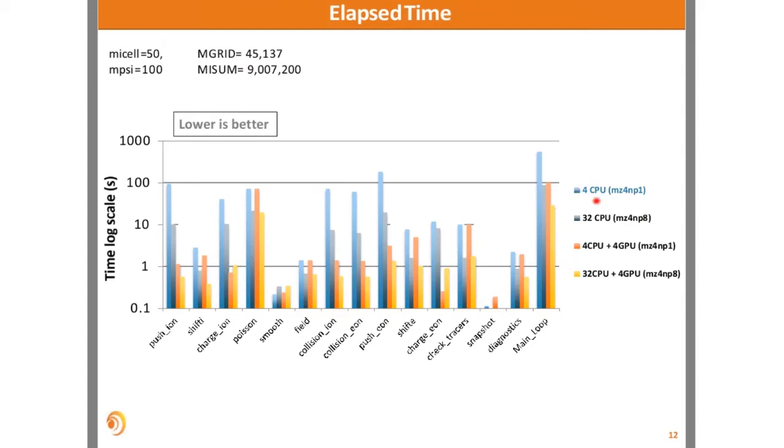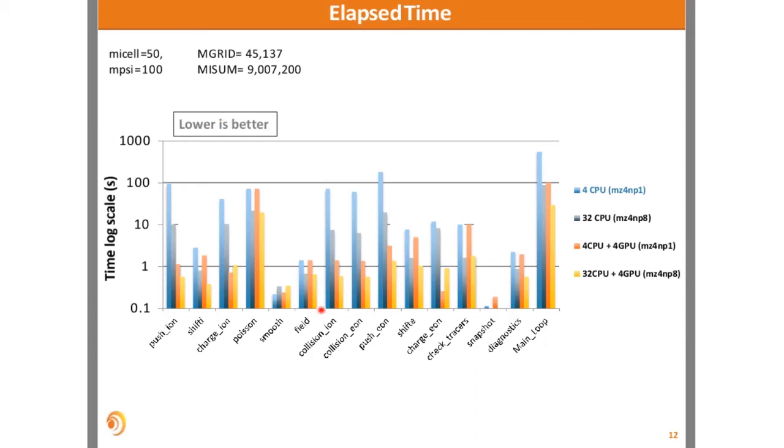This blue is using 4 CPUs only, the black is 32 CPUs, the orange is 4 CPUs plus 4 GPUs, and this yellow case is 32 CPUs plus 4 GPUs. You can see that lower is better, and this is a log scale. So you can see we get a great speedup for almost everything which we parallelized. We haven't parallelized all routines, but we parallelized the major routines, such as the push ion, moving the particles, or the charge ion, which is depositing the particles' weight to the grid nodes, something like that.